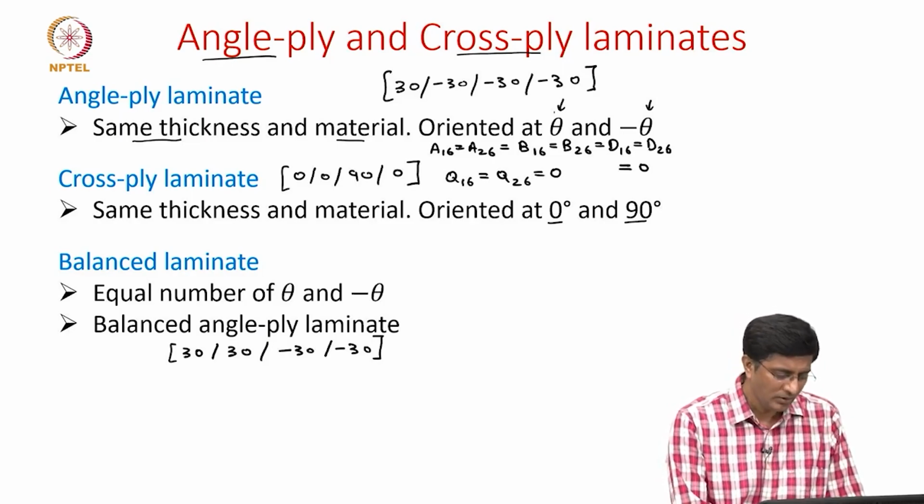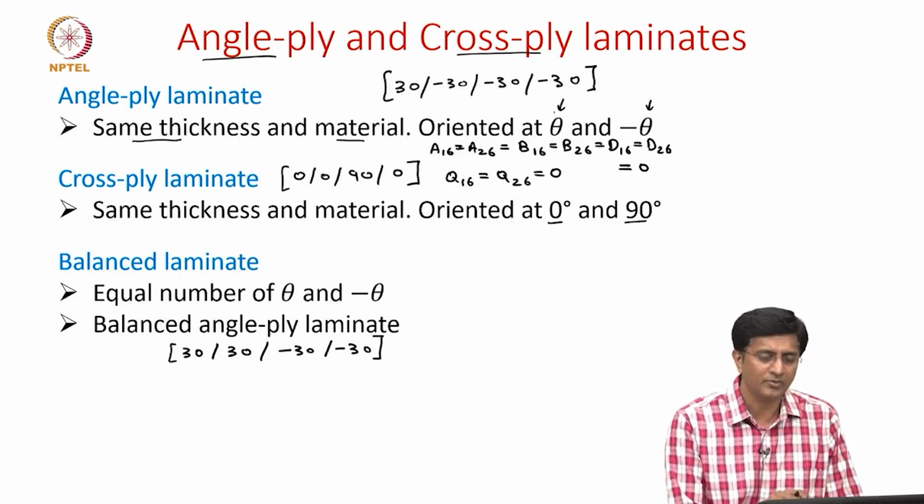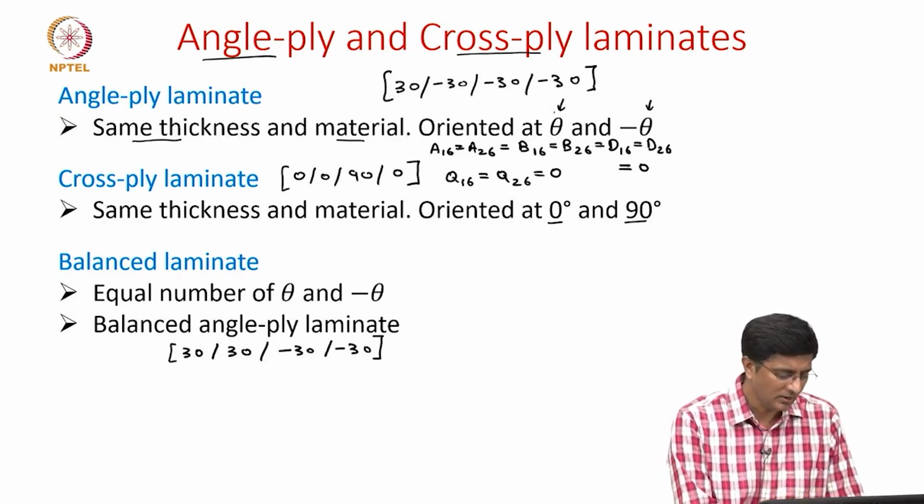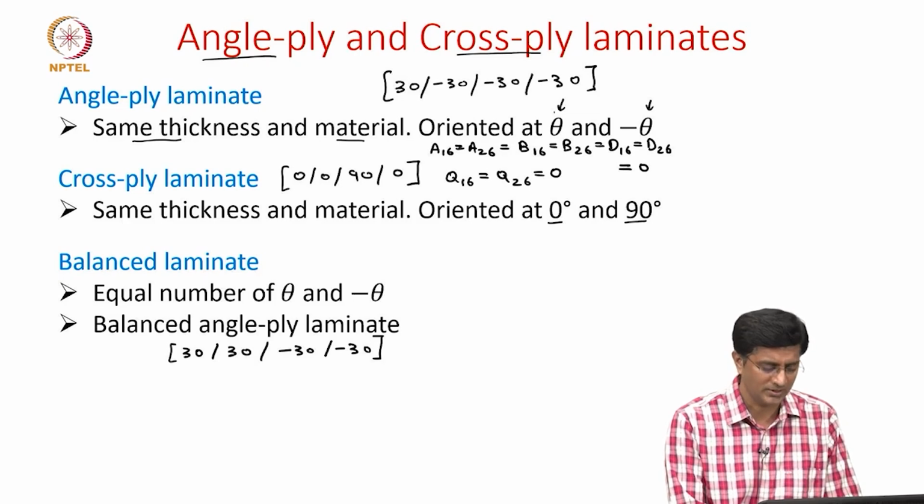So first, it is an angle-ply because we only have theta and minus theta, which are 30 and minus 30, and it is also balanced because it has an equal number: 2 with plus theta, 30, and 2 with minus theta, minus 30.